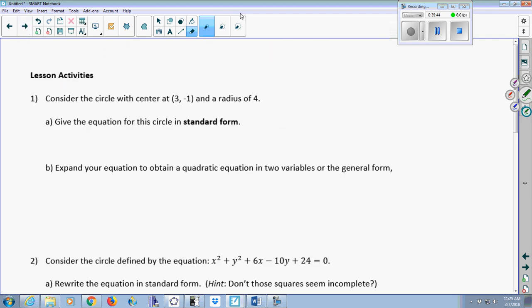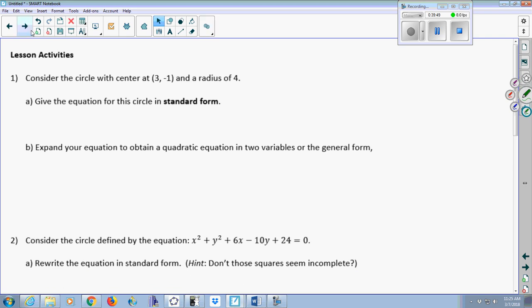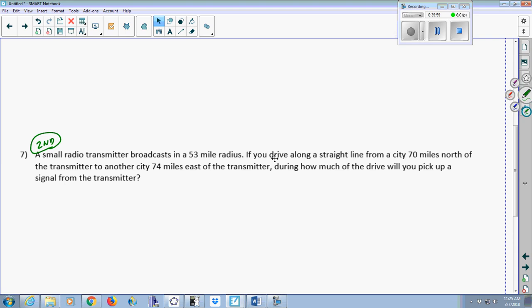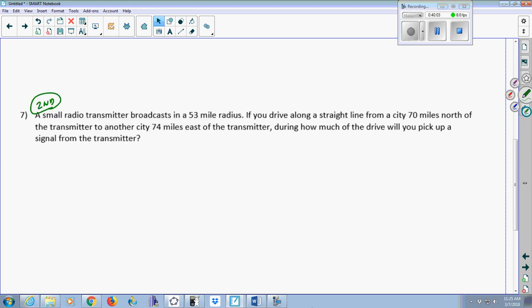Just because I always feel somewhere in my heart a little sympathy for questions that may be a little different than what you've seen, but you're all capable of doing these. I just want to show you how maybe you could get started with something like this, now that we know our equation. So a small radio transmitter broadcasts in a 53-mile radius.